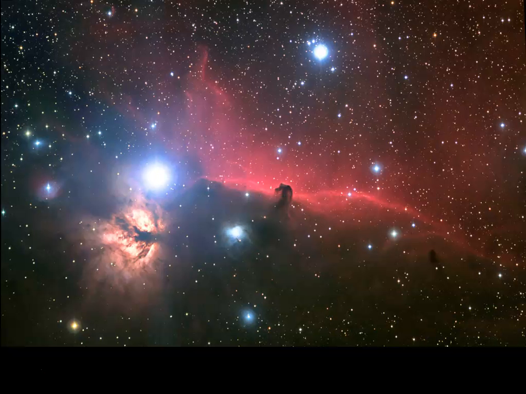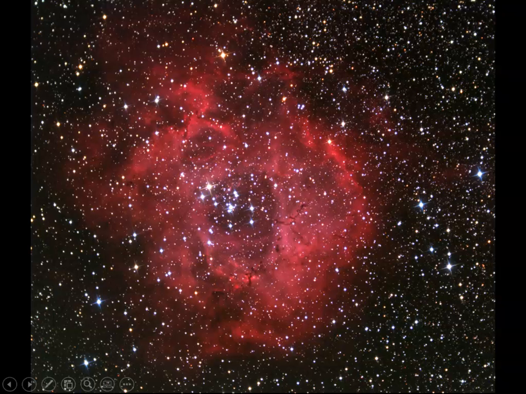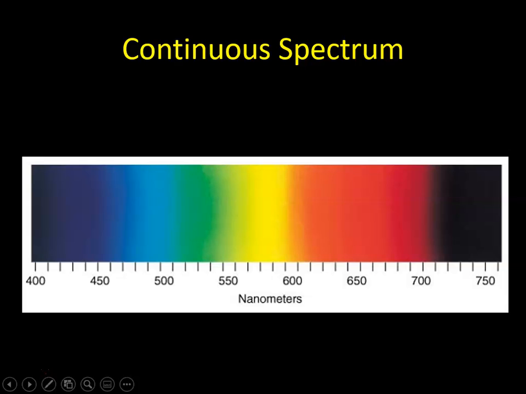So here's a nice picture of the famous Horsehead Nebula. And there are a number of features in this picture that we're going to be examining in more detail in the next couple of videos. And similarly in this picture of a young stellar cluster. Now this is what we call a continuous spectrum.